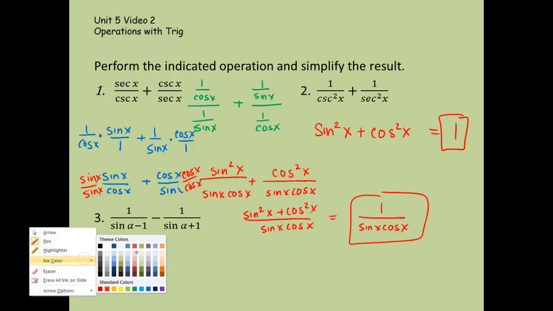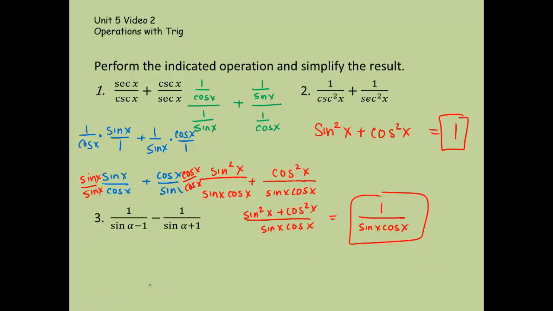So let me grab a different color. Let's go blue again. So my denominator is going to be sine of alpha plus 1 times the sine of alpha minus 1. Same thing over here, sine of alpha minus 1 and sine of alpha plus 1. Doesn't matter which order you write it in, as long as you've got both. Which means this first one had to be multiplied on numerator and denominator by sine of alpha plus 1. And this one was the sine of alpha minus 1, and that's also in the denominator.